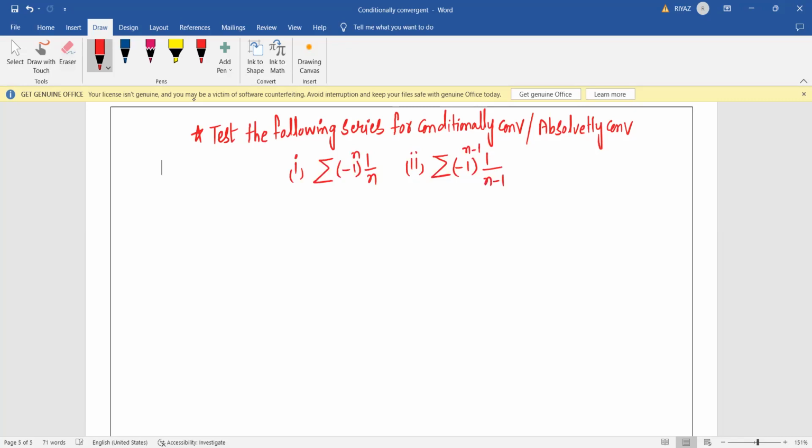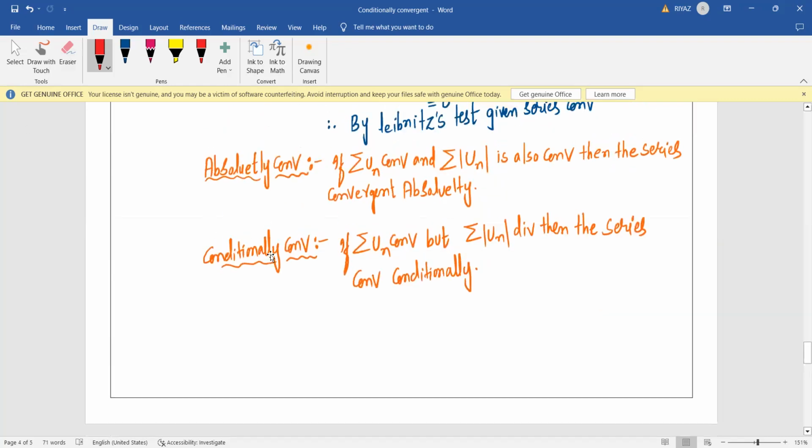Before we start writing the solution of these two, you should know what is an alternating series and what is the Leibniz test. Then only we can do these problems, absolutely convergent and conditionally convergent. See the previous page for the definition of absolutely convergent and conditionally convergent.